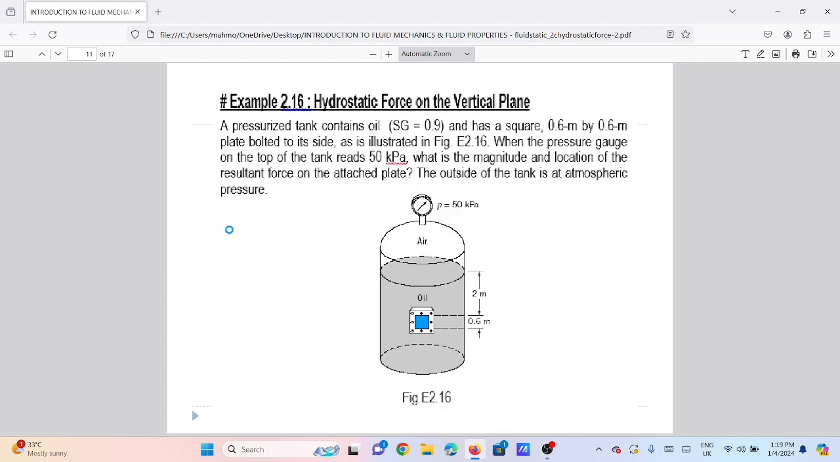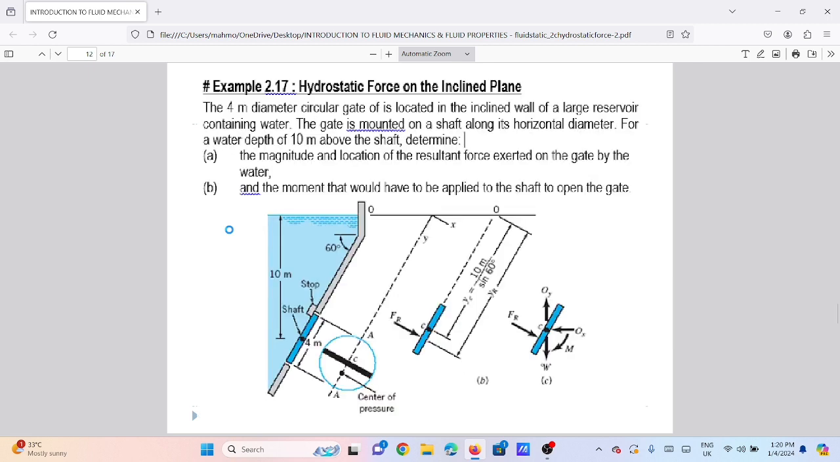The next question is, the pressure tank contains oil with specific gravity 0.9 and has a square 0.6 meter by 0.6 meter plate inside, as illustrated in the figure. When the pressure gauge on the top of the tank reads 50 kilopascals, what are the magnitude and location of the resultant force on the attached plate? The outside of the tank is at atmospheric pressure.